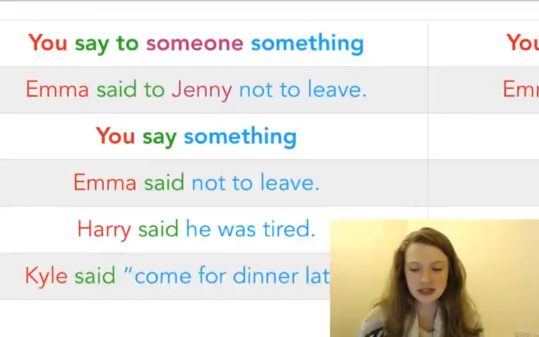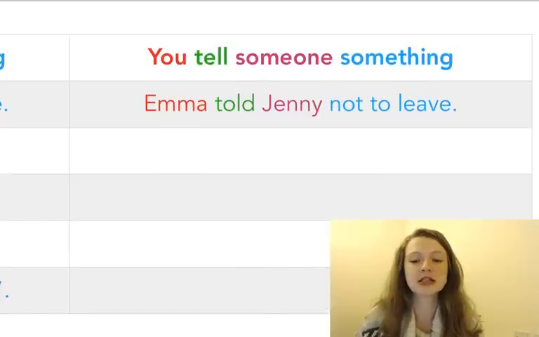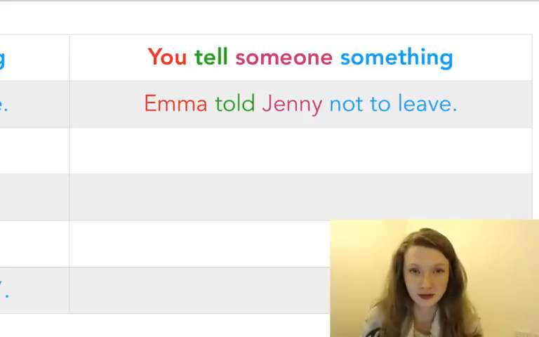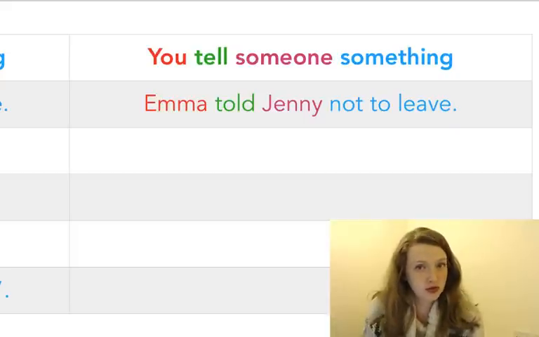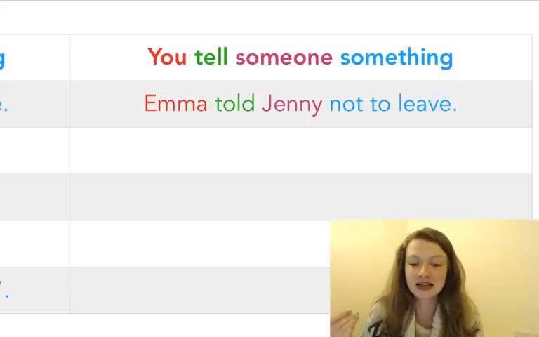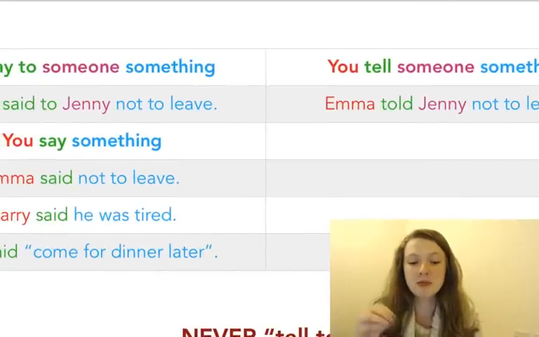I can also say, you tell someone something. For example, Emma told Jenny not to leave. Emma, being you, told, being the past of to tell, someone, Jenny is the someone again, and not to leave is the something. So you can see that it changes slightly. We've got Emma said to Jenny. Emma told Jenny.